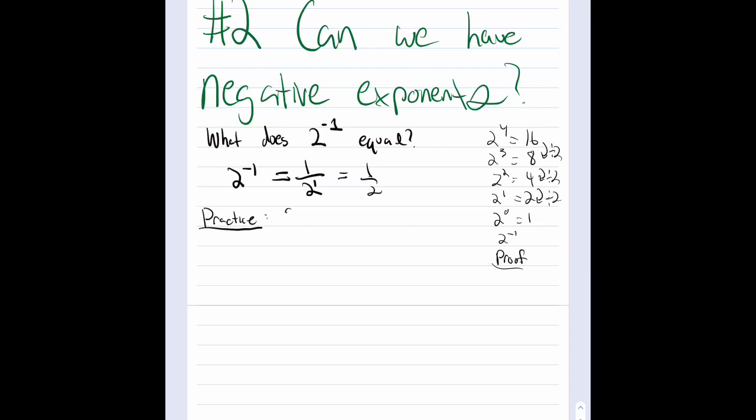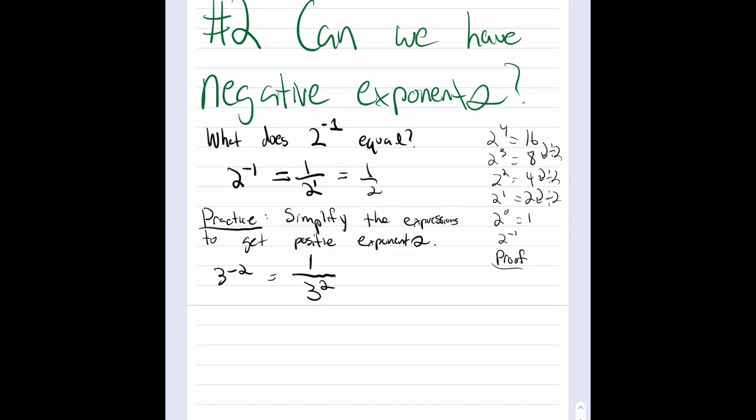And your directions are: simplify the expressions to get positive exponents. So let's say we have 3 to the negative 2. Well, to simplify that, all we're going to do is bring the exponent to the bottom. So we're going to go 1 over 3 squared.